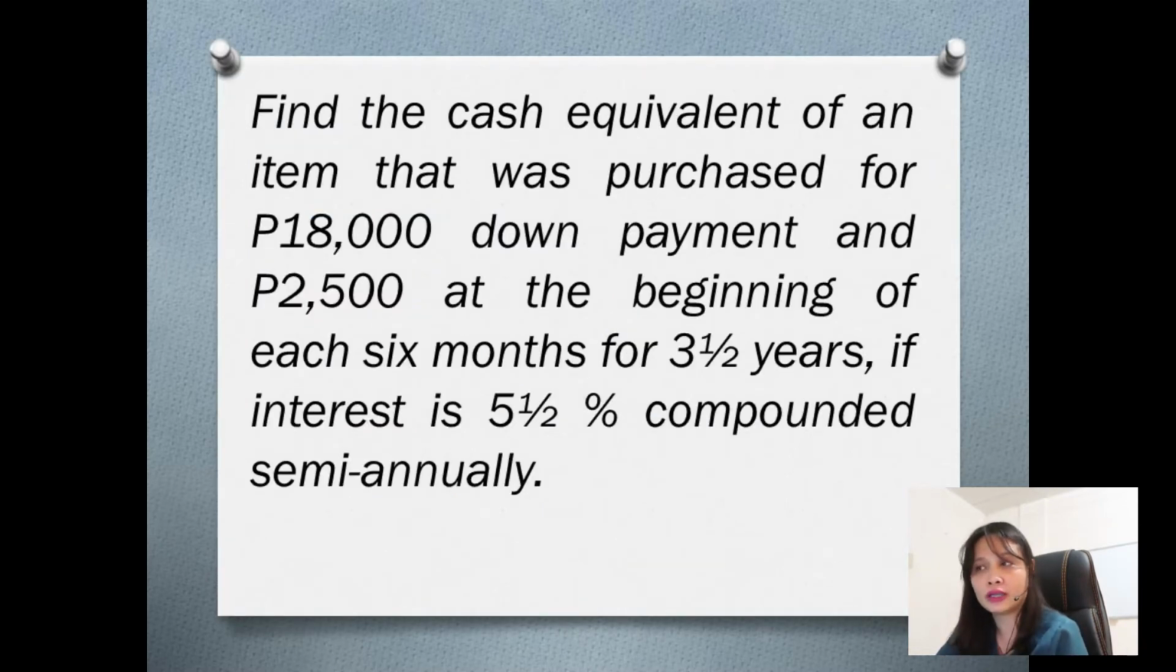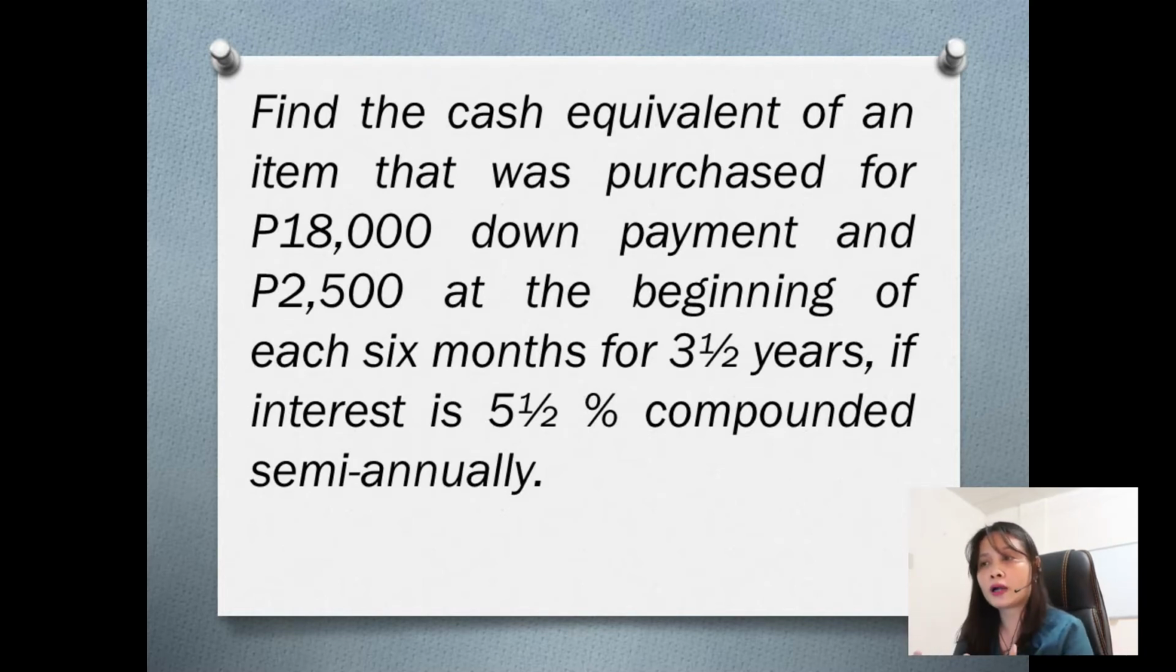What about this one? Find the cash equivalent of an item that was purchased for an 18,000 down payment and 2,500 at the beginning of each month for 3.5 years, if interest is 5.5% compounded semi-annually. Same thing. How do we solve for the cash value or cash equivalent? Cash equivalent is equal to the down payment plus the present value.